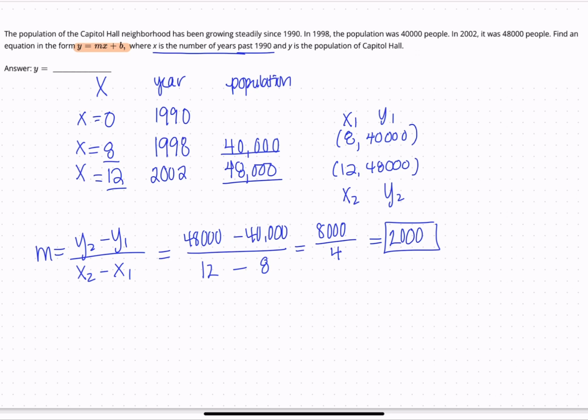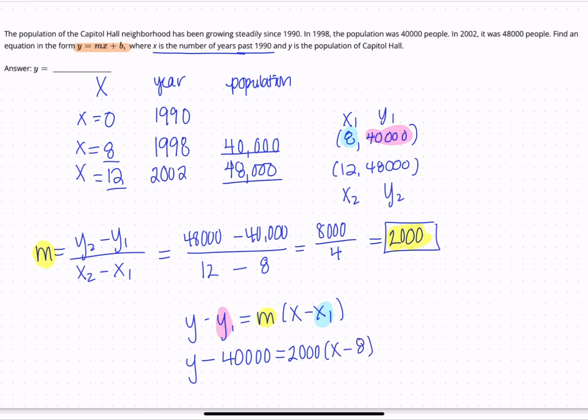So that's my m. In order to create that equation, y equals mx plus b, I'm going to pull in my point slope form. So y minus y1 equals m times x minus x1. Now I already have an x1 value here, I already have a y1 value here, and we just calculated our m here. So I'm going to plug in these 3 values. I get y minus 40,000 equals 2,000 times x minus 8. Now you could have used either point, but since we already have them labeled, let's just go with our labeling.